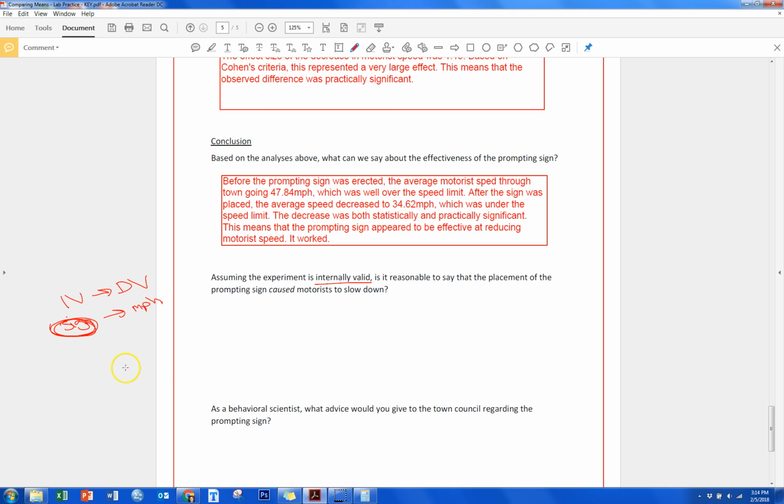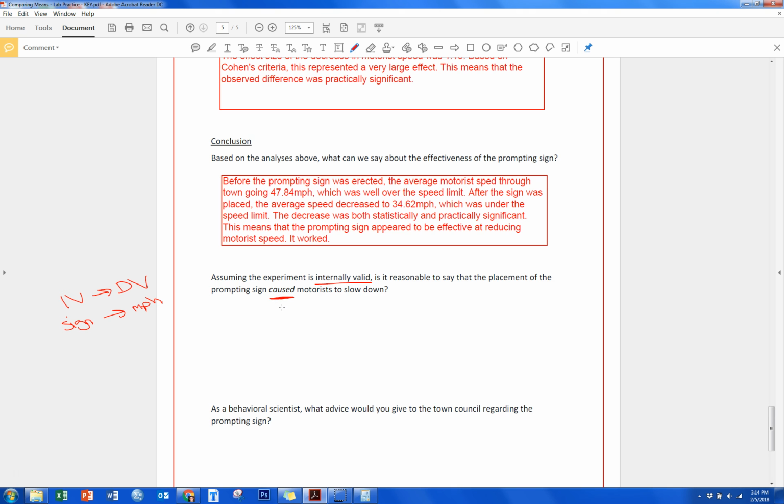They could have measured the speed during rush hour before the sign was put up, and then later, after they put up the sign, measured the speed in the middle of the day, or maybe on a weekday versus a weekend. That could have been causing the difference. Some other confounding variable. The confounding variable is another variable that varies with the independent variable. But assuming that it is internally valid, nothing else was causing this difference in speed, is it reasonable to say that the placement of the prompting sign caused motorists to slow down?